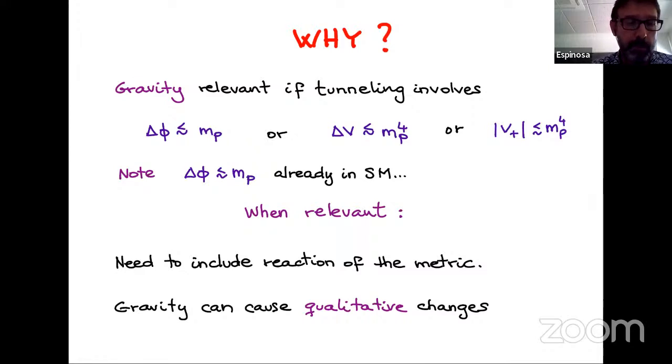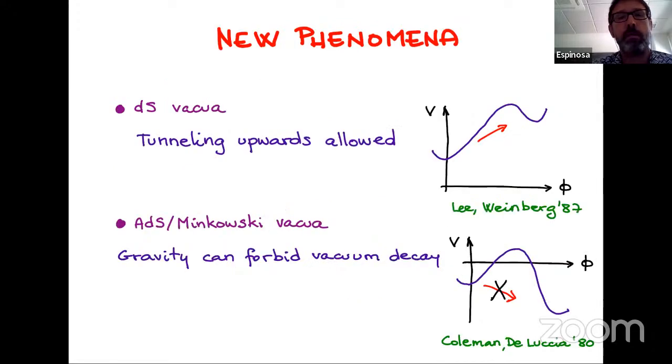Moreover, besides causing some quantitative changes, gravity can also cause qualitative changes, and the two most important are the ones that I discussed here. If you are tunneling out of a de Sitter vacuum, due to gravity, tunneling upwards is now allowed, which you would never be able to do without gravity. In the case of anti-de Sitter or Minkowski vacua, a different thing happens: gravity can forbid vacuum decay. In some kinds of potentials, without gravity, you will always be able to tunnel to a deeper minimum. However, with gravity, it might be the case that you cannot decay even if there is a deeper vacuum. And this is purely gravitational.